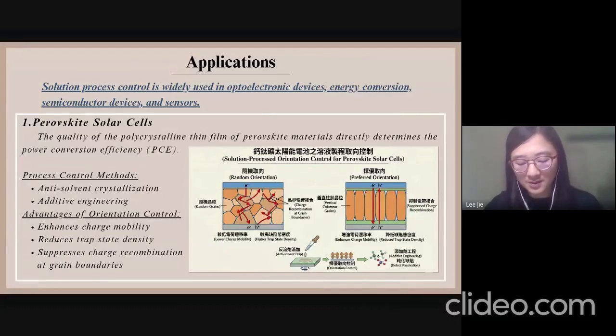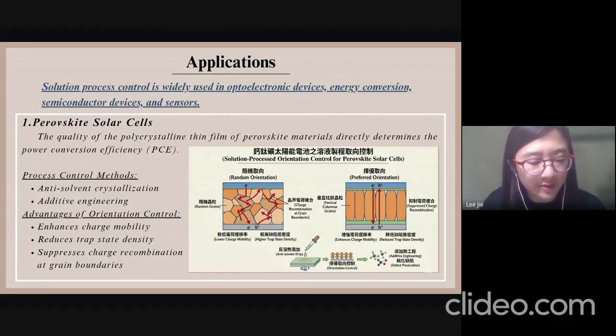Next, I will discuss the application section. Solution process control is widely used in optoelectronic devices, energy conversion, semiconductor devices, and sensors. During thin film deposition, controlling nucleation, crystal growth, and microstructure can significantly improve the crystal orientation of the thin film, thereby optimizing the charge transport or overall performance of the device. The following are the core application areas and the components of solution process control.